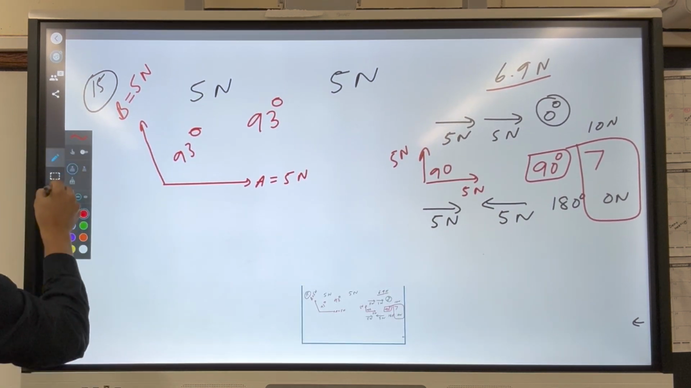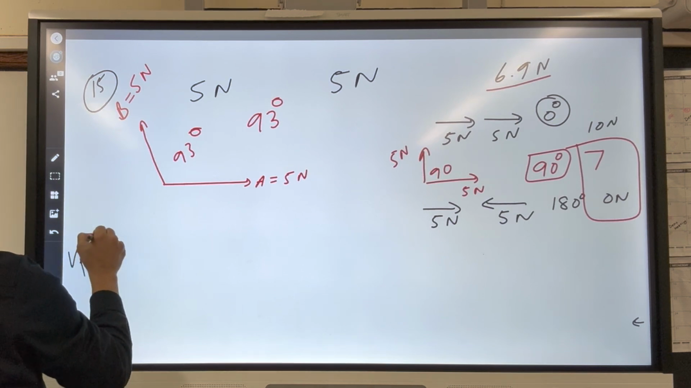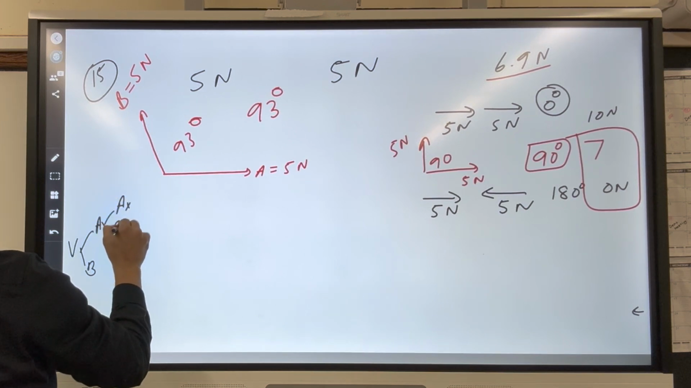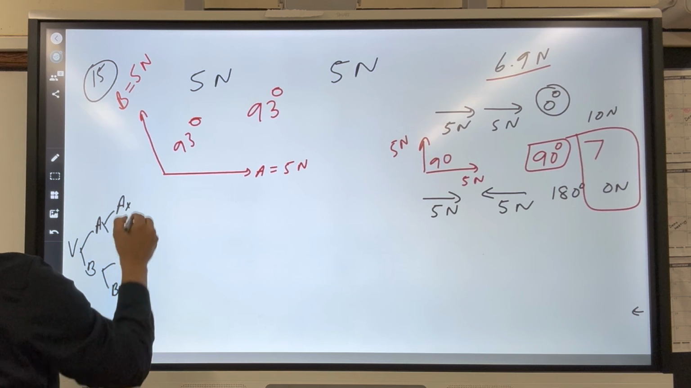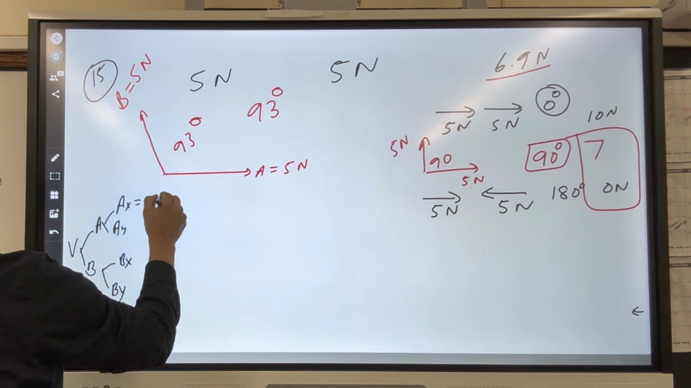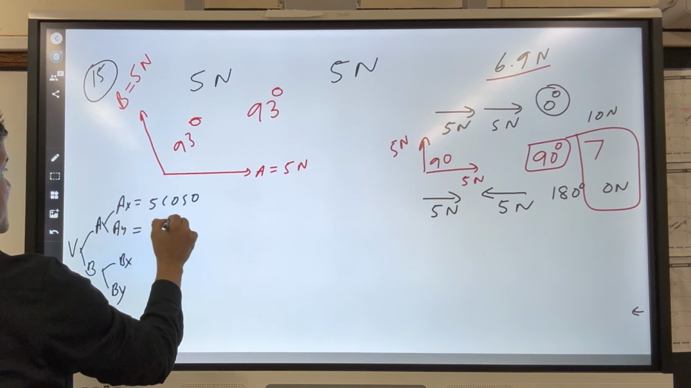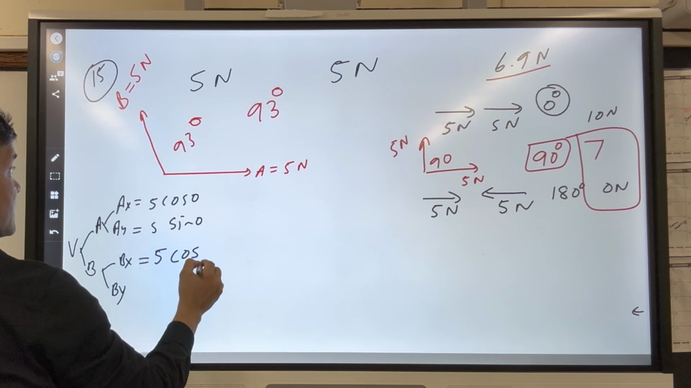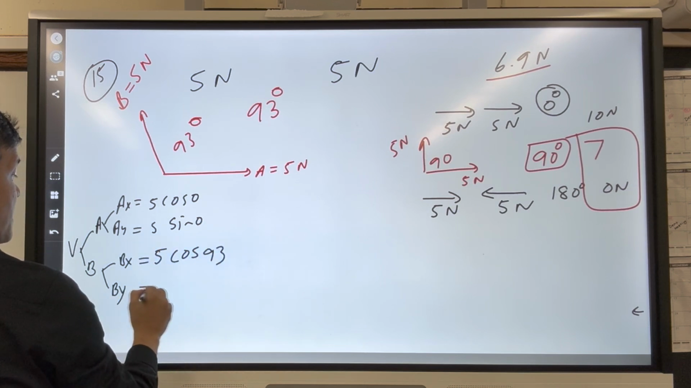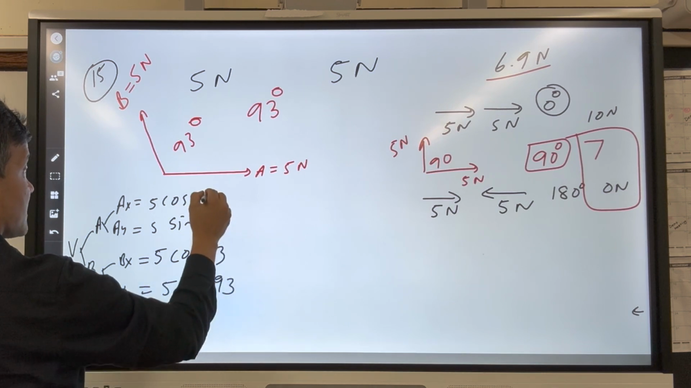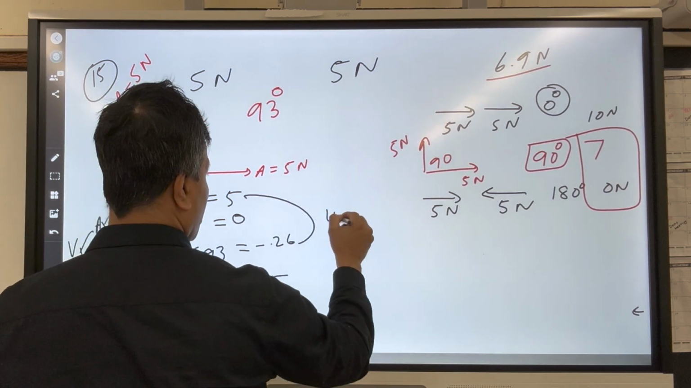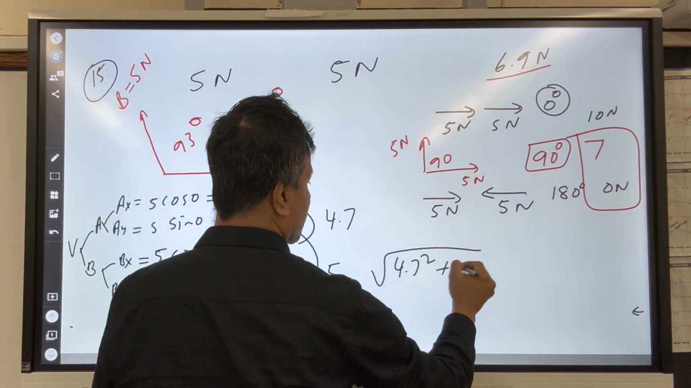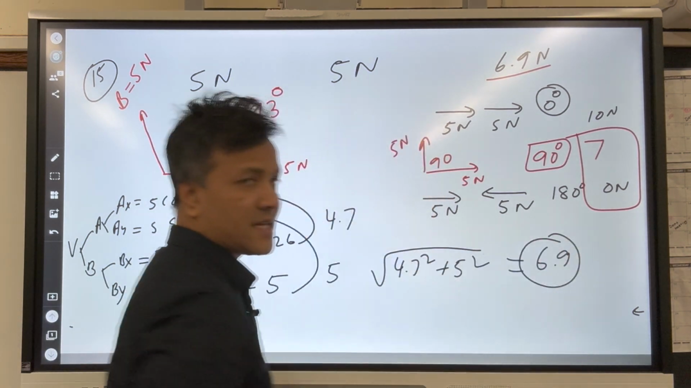Vector B is also 5 Newton, and this is 93 degree. Okay, so vector A, B, AX, AY, BX, BY. A is 5 cosine 0, 5 sine 0, and B is 5 cosine 93, 5 sine 93. So this is 5, this is 4.7, this is my x, my y is 5. So 4.7 squared plus 5 squared. All right, so 93 degree gives us 6.